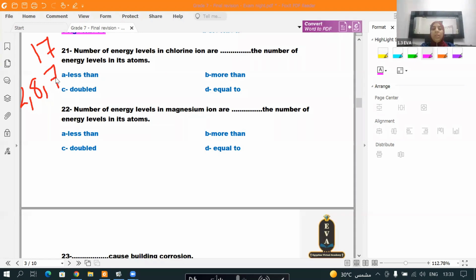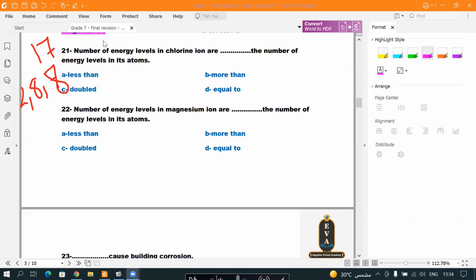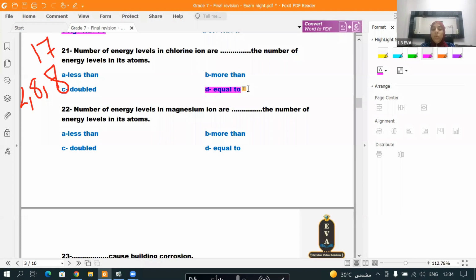This chlorine atom is going to lose or gain? Gain. How many electrons? 1. Wait, it says energy levels. I thought it meant electrons. Yeah, so this is very important, guys, to read the question well. If it's the electrons, it will be more than, of course, because the chlorine atom is going to gain another electron to make its outer energy level filled with 8 electrons. But here they are talking about the energy levels, so it will be equal to, okay?